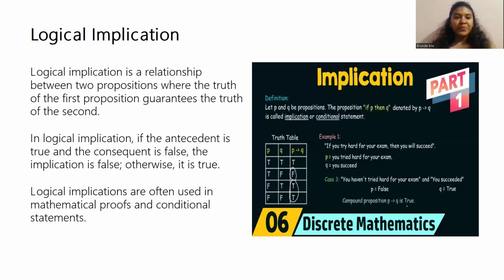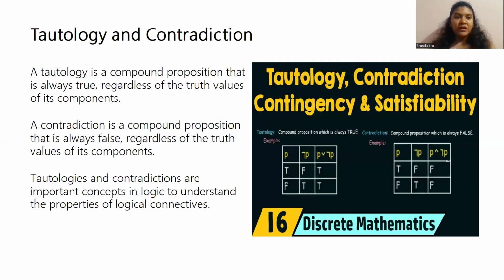Logical implication. Logical implication is a relationship between two propositions where the truth of the first proposition guarantees the truth of the second. In logical implication, if the antecedent is true and the consequent is false, the implication is false. Otherwise, it is true. Logical implications are often used in mathematical proofs and conditional statements.